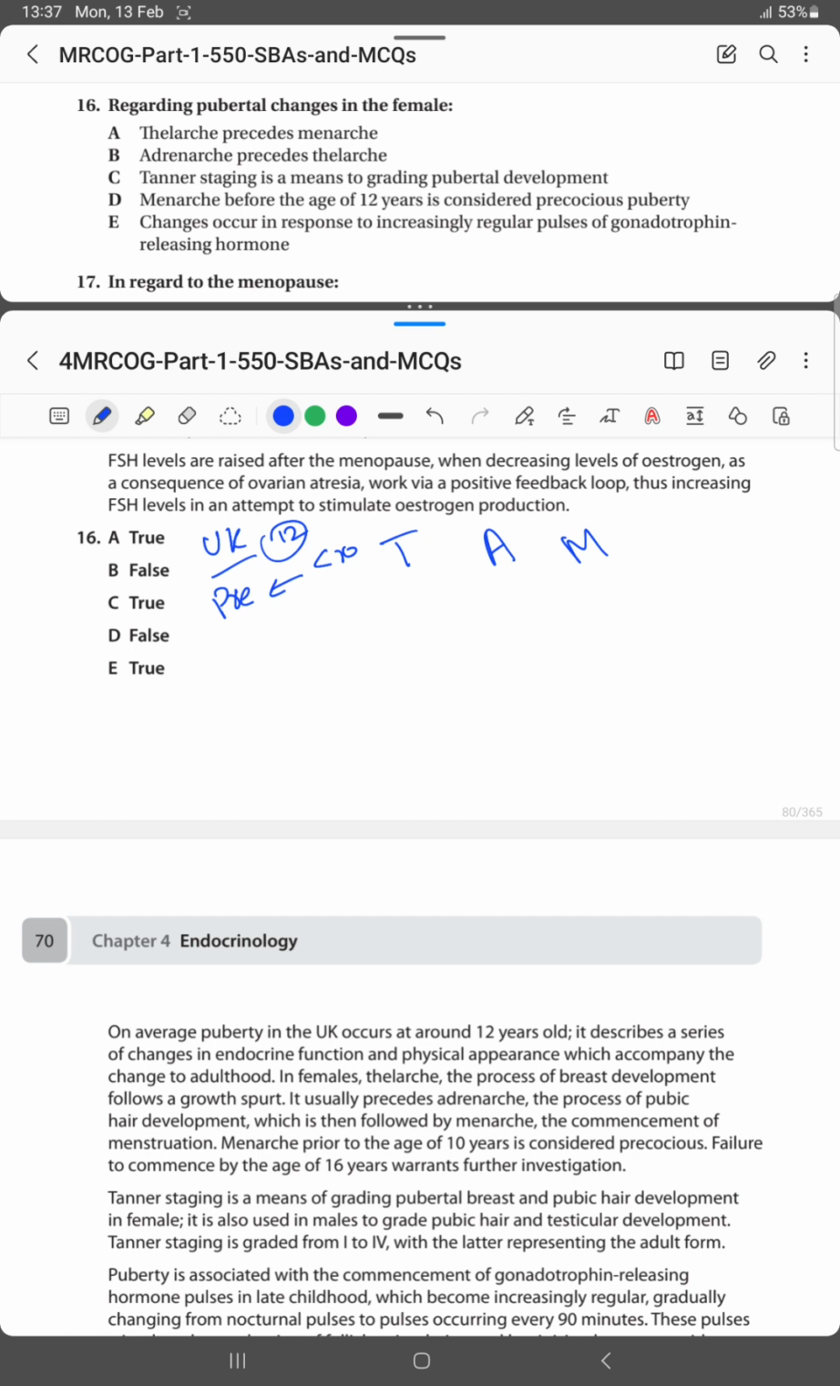The Tanner staging is a means of grading pubertal breast and pubic hair development in the females, and it is also used in the males to grade the pubic hair and testicular development. The Tanner staging is 1 to 4, and 4 is the stage of the adulthood.